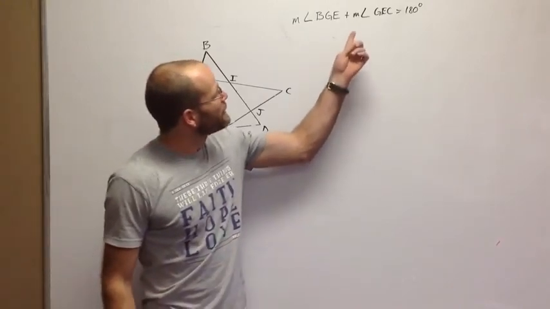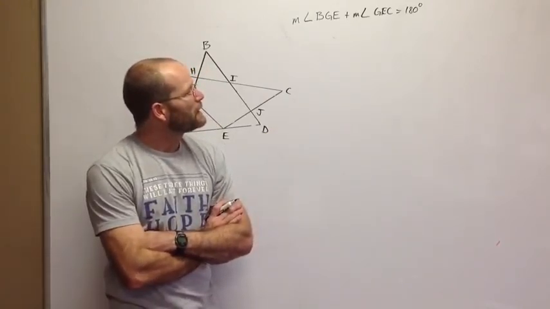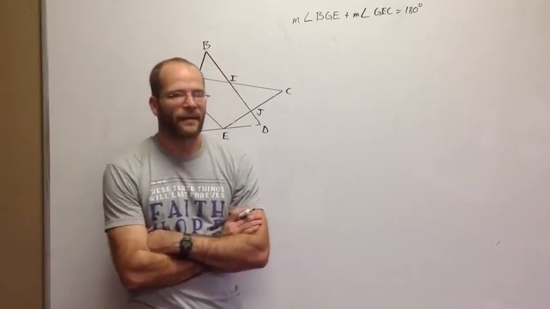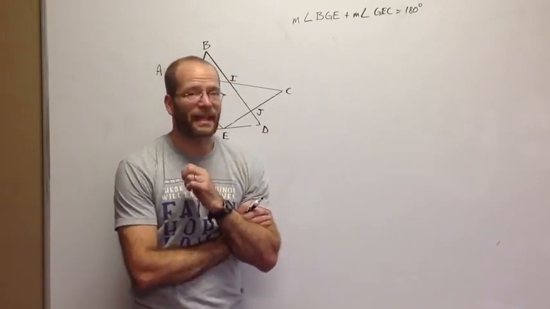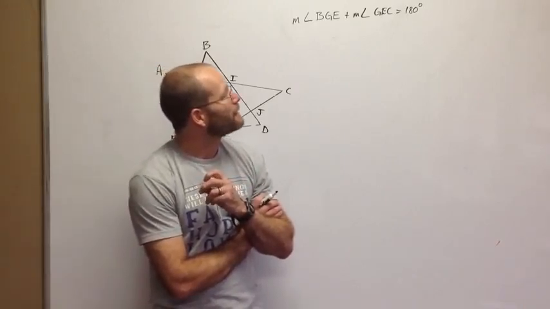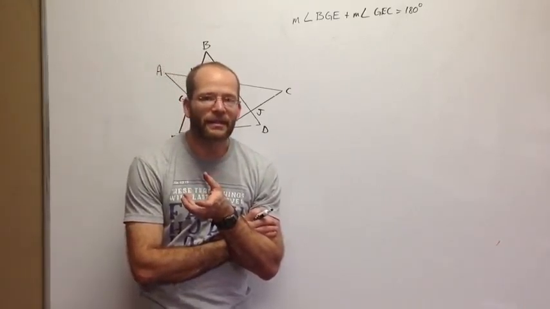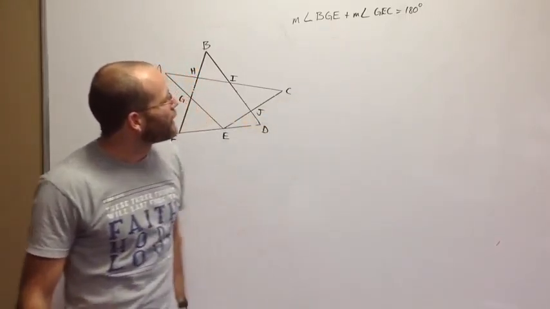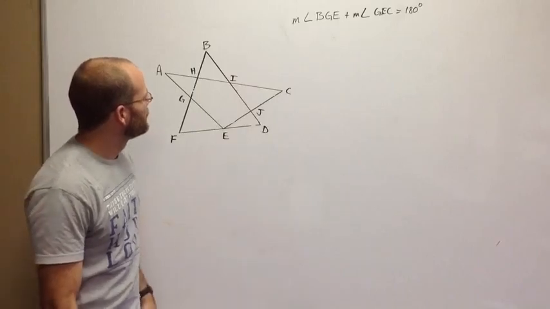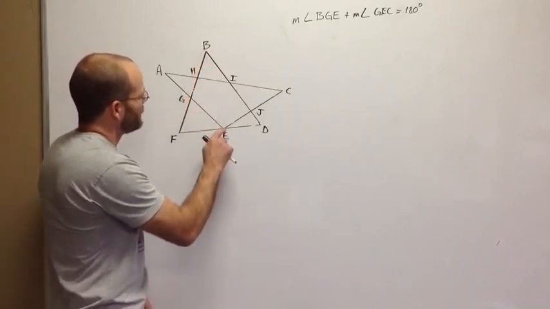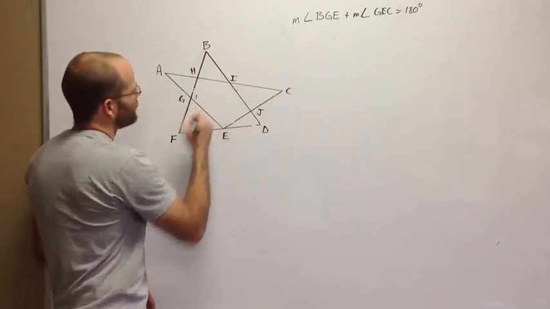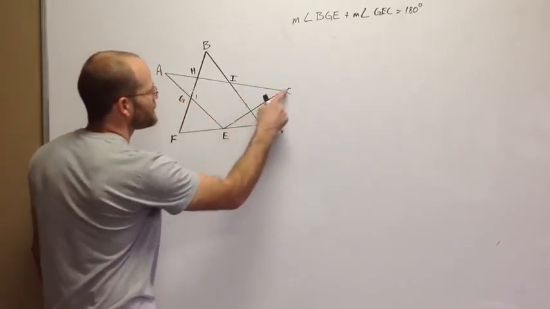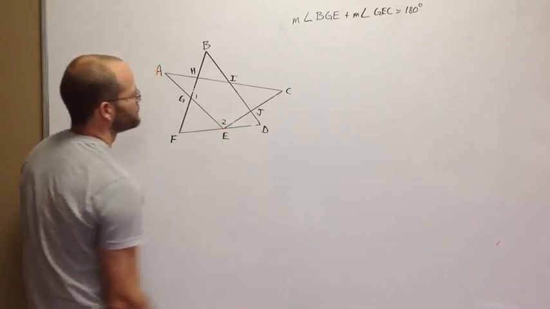Okay, here the fact given is that the measure of angle BGE plus the measure of angle GEC equals 180 degrees. There's another way I could have stated that. I could have simply said that angle BGE and angle GEC are supplementary. However we state it, we still know the same information. Let's find angle BGE. BGE, we'll just put a number 1 in there. And GEC, we'll call that number 2.